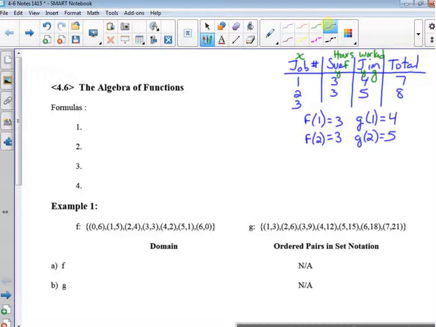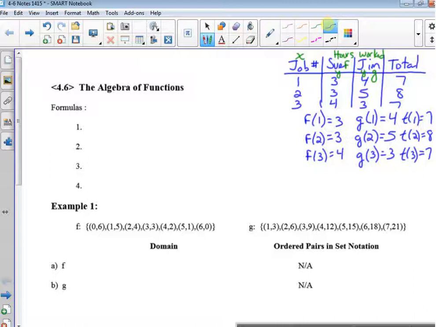And if I added another one, say job number 3, and they did 4 and then 3, total of 7. Now f of 3 is equal to 4, and g of 3 is equal to 3. So their total hours would be 7. So we'd say t of 1 equals 7. Their total hours on the next one would be 8. So t of 2 equals 8, and their total hours on the third job would be 7. So how do we get the 7, 8, and the 7? Well, you add the hours together. So you're basically adding the f of 1 answer and the g of 1 answer.